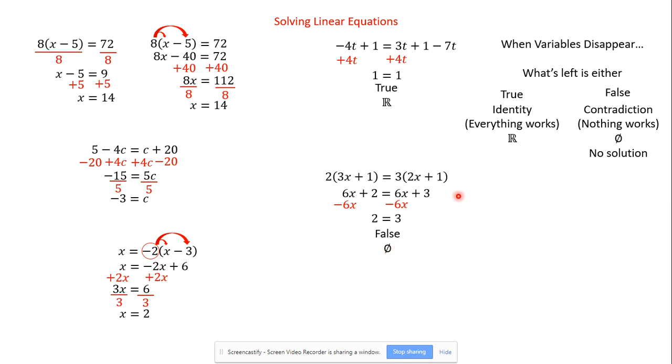So that would be solving linear equations. Most of the time, we're going to get an answer. X equals something, whatever our variable is equals something. But there are times when you'll end up with an identity or contradiction where you solve it the exact same way, but your variables disappear, and then you have to know what to do with that.